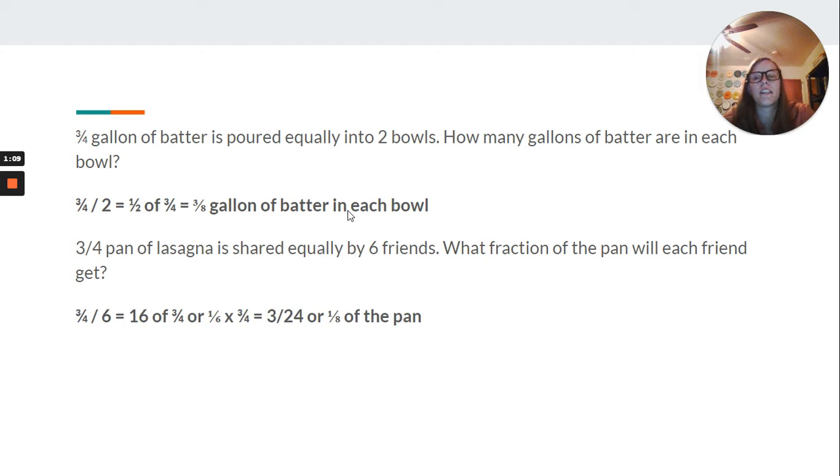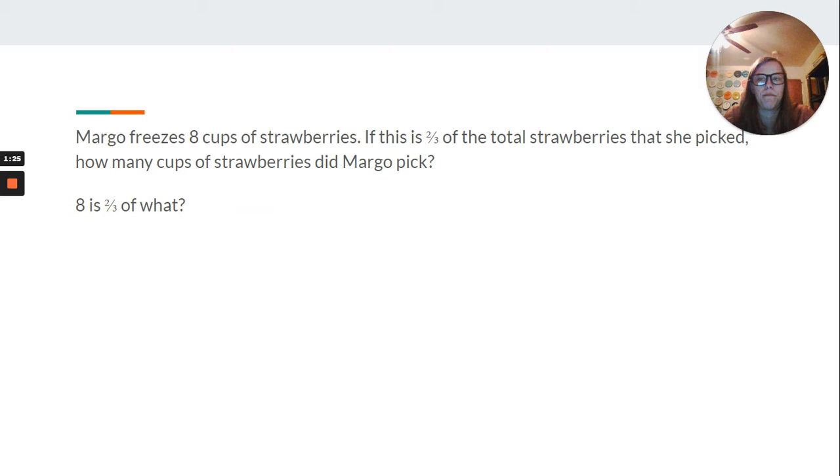3/4 divided by 6. And I forgot to put in the slash, so that's 1/6 of 3/4, or 1/6 times 3/4. So we have 3/24, or 1/8 of the pan is what each friend gets.